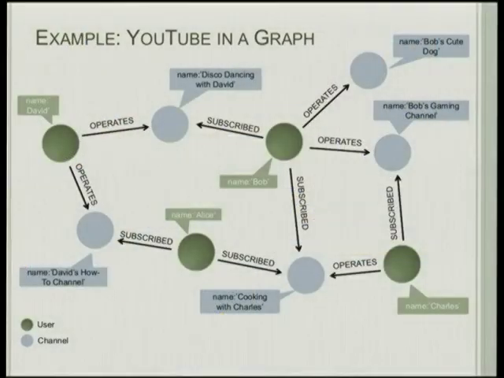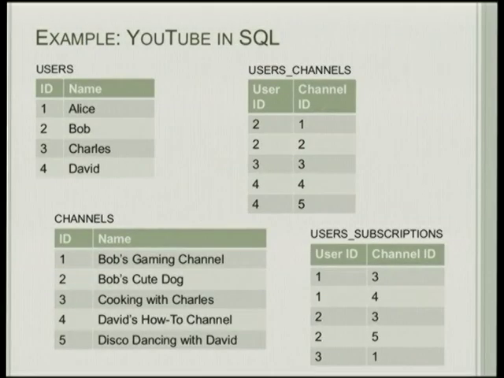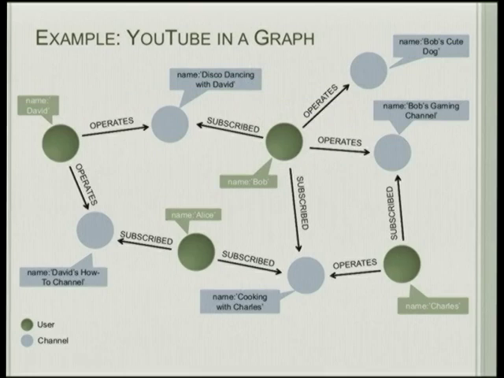Then how do they relate? David operates Disco Dancing with David. And Bob is subscribed to David. It's exactly the same example as we've seen here, just managed a bit differently. And you can imagine, if we now introduce something that doesn't belong into user or channel, with tables, you extend your schema, you have to propagate that through, it becomes sometimes a bit convoluted and hard to maintain. Here, you just create another node with another label.